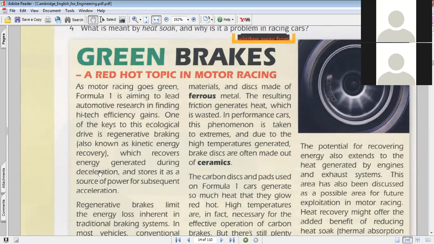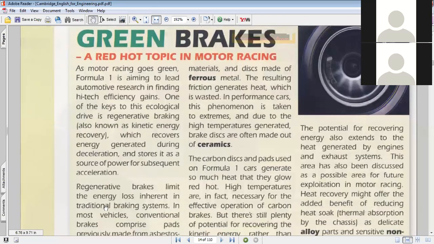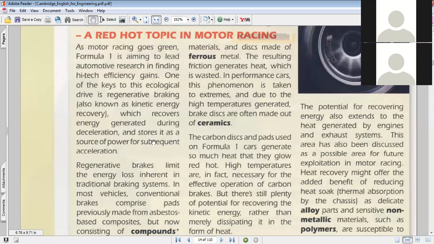Deceleration is the opposite of acceleration. Acceleration is going faster and faster. Deceleration means getting slower and slower. In Arabic, it means? Thank you. Deceleration, and it stores it as a source of power for subsequent acceleration. You know subsequent? Following, coming after, as a result. Regenerative brakes limit the energy loss inherent in traditional braking systems.